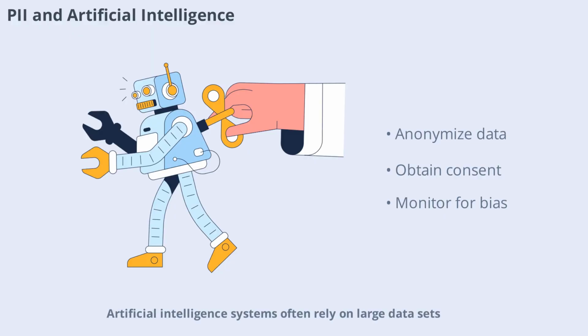Artificial intelligence systems often rely on large data sets, which may include PII and sensitive data. Ensuring that AI models are trained and used responsibly is essential. This includes anonymizing data, obtaining consent, and monitoring for bias or misuse.